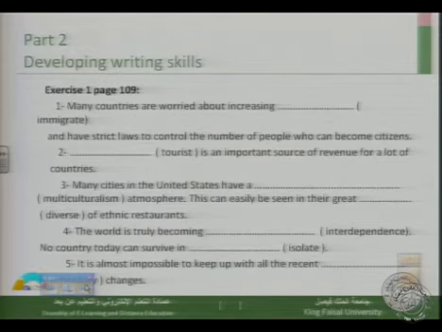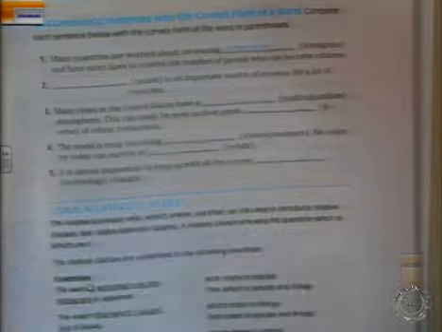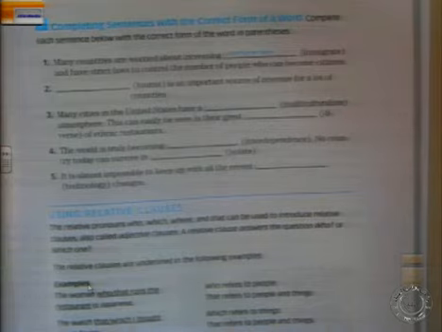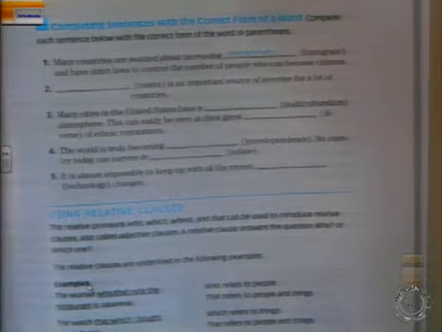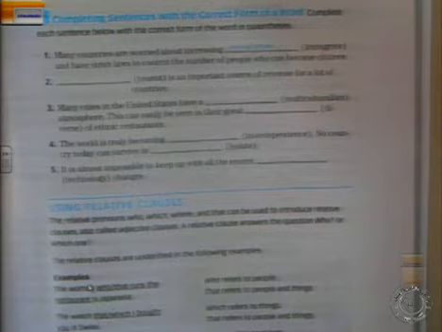We move on to an exercise. The exercise is in your book on page 109. So open your book on page 109. The exercise says, completing sentences with the correct form of a word. Complete each sentence below with the correct form of the words in parentheses. The first one is done for you. The first one says, many countries are worried about increasing. We have the verb immigrate between parentheses.